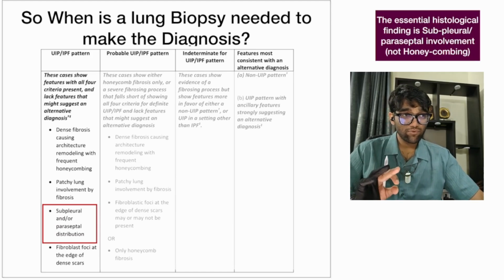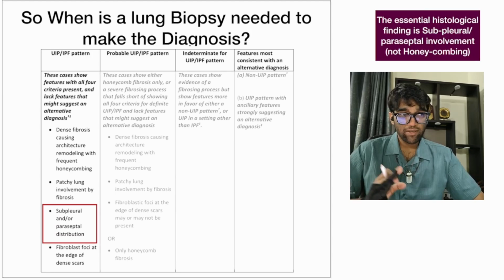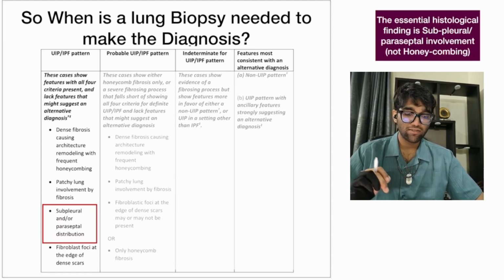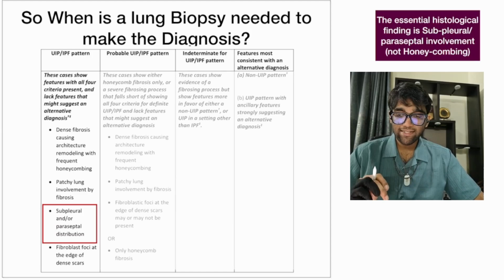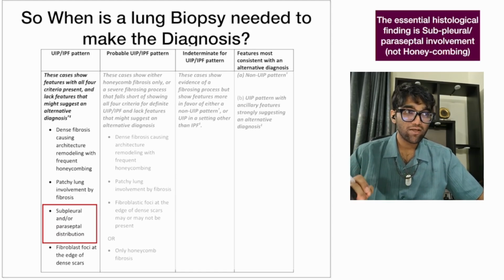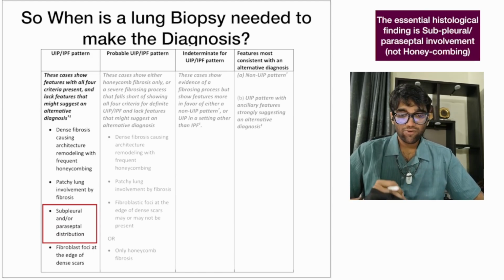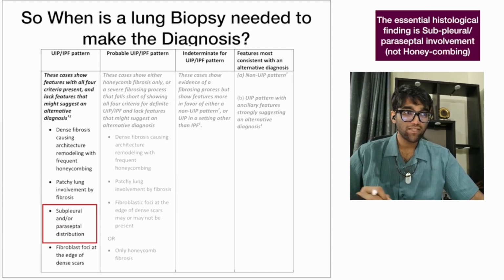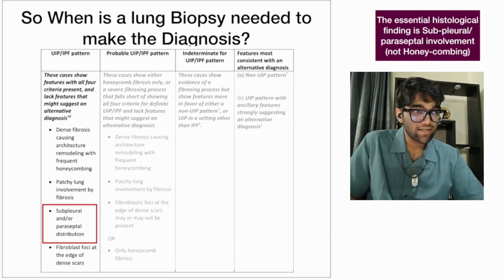So basically what I'm trying to get at is, see, when we talk about imaging, in imaging the distribution is very, very important, and we give a lot of credence to honeycombing, whereas in histopath what we look for is not actually honeycombing. Okay, it is the presence of subpleural and paraseptal involvement. Again, the principle is the same, but obviously the resolution of our histopathological analysis is much more than that of clinical imaging. So that is when it requires.